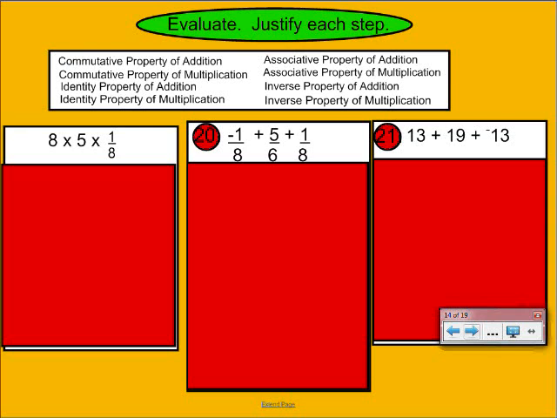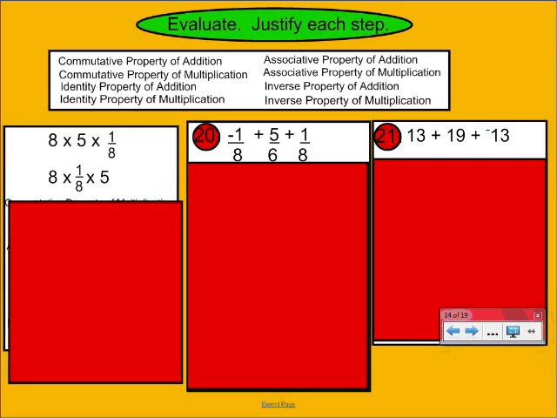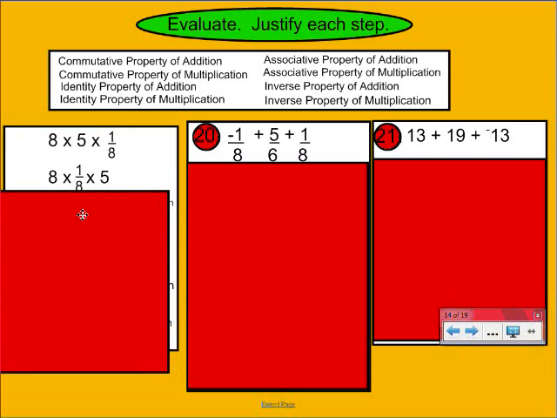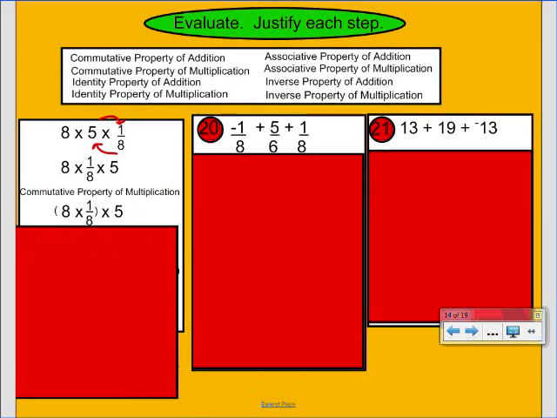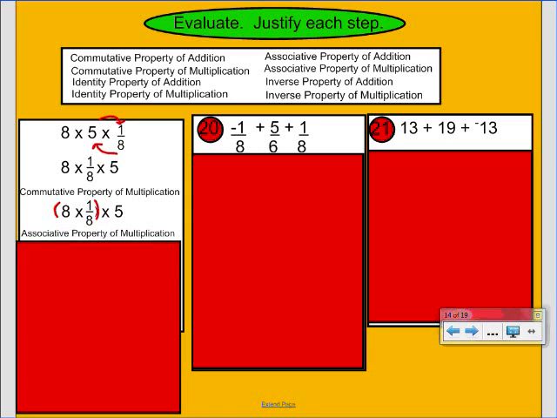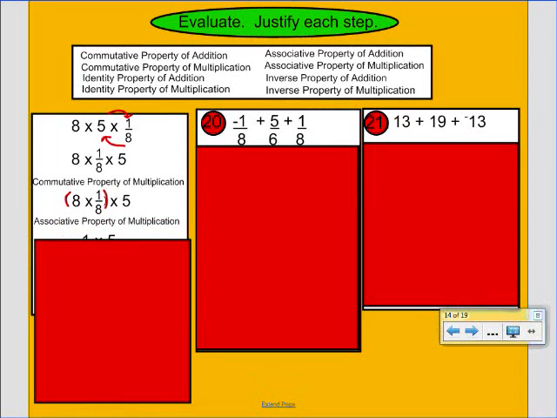Let's go on then and try a sample problem. In the problem that you see, 8 times 5 times 1/8, I'm going to show how I can make this into a simpler problem using the properties. And I'm going to justify each step by showing the properties that I've used. So if you take a look, I'm going to switch around the 5 and the 1/8. And I can do that because it's the commutative property. Then I'm going to group my 8 and my 1/8 to show that I want to multiply those first. And by doing that, that's called the associative property of multiplication.